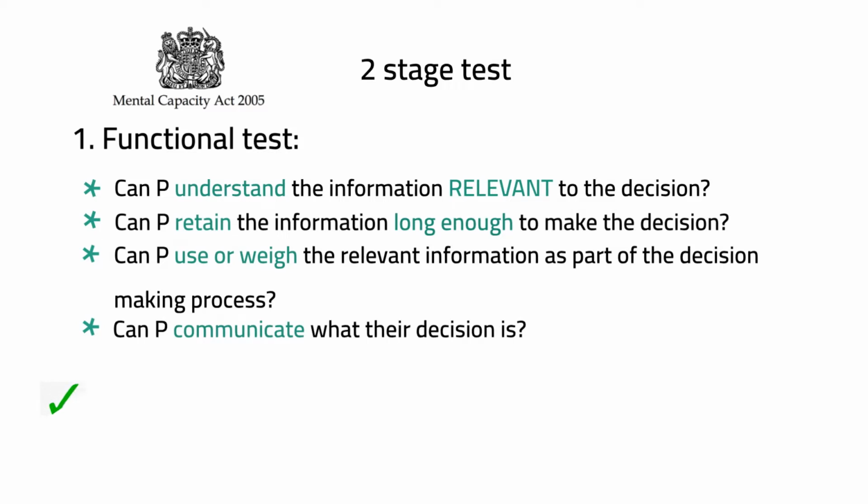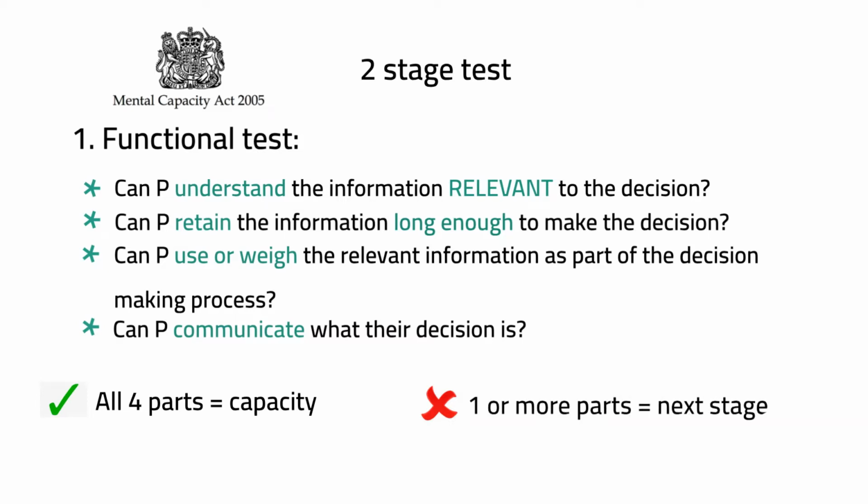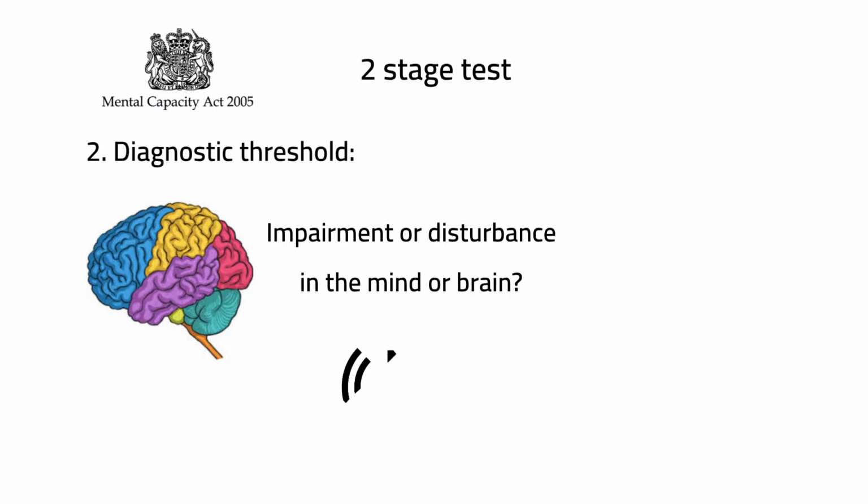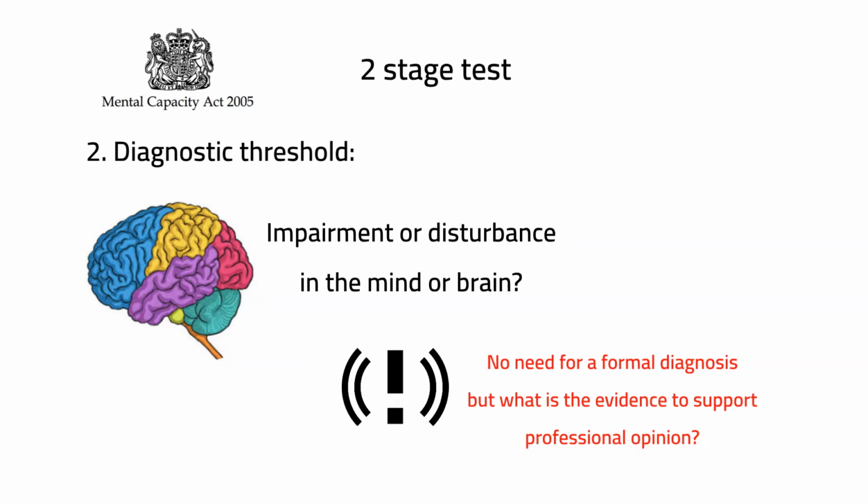If a person is able to do all 4 parts of the functional test, then they have capacity to make the decision in question. If, however, they are unable to do one or more of the 4 parts, you move on to what is called the diagnostic threshold. What is the impairment of or disturbance in the function of the person's mind or brain? Note here that there does not need to be a formal diagnosis, but if you believe there is an impairment or disturbance, you must back this up with some evidence which suggests that.